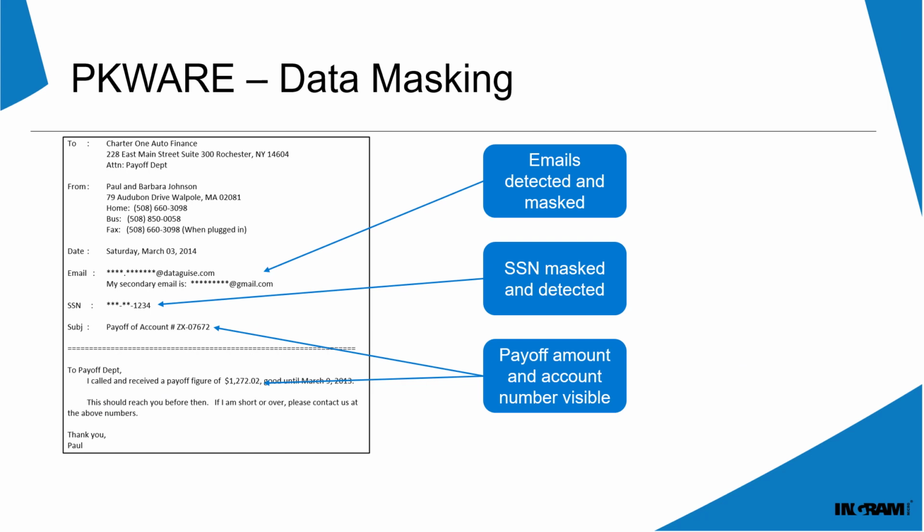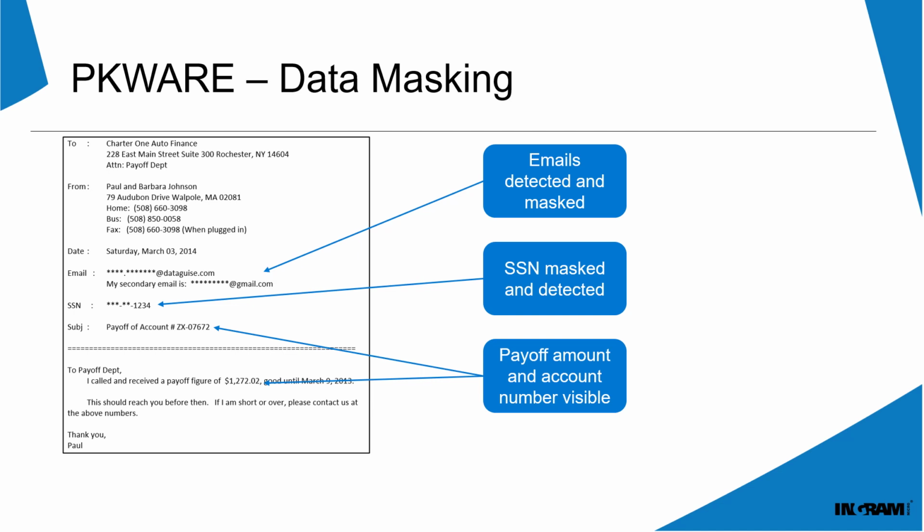This is an example of masking. This is just an email here. You can see that I've set it to mask out certain pieces. We're detecting email addresses and masking them out. We're detecting social security numbers and masking them out. But we're leaving certain things visible. If it's an accounts payable, the payoff amount and the account number is still visible. So whoever is taking in this payment for me, they can see what they need to see and they don't see the other pieces.